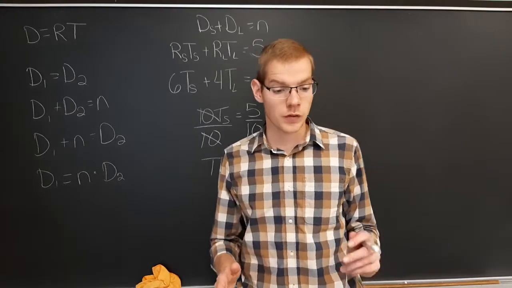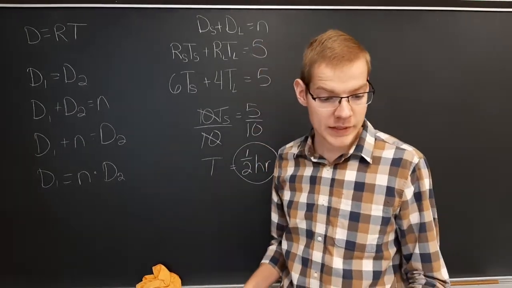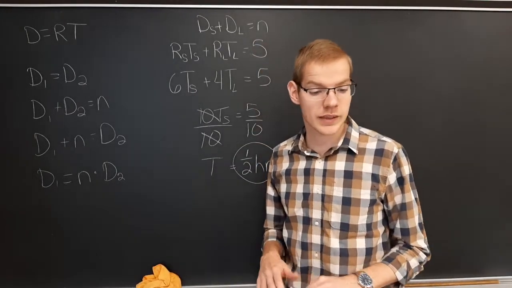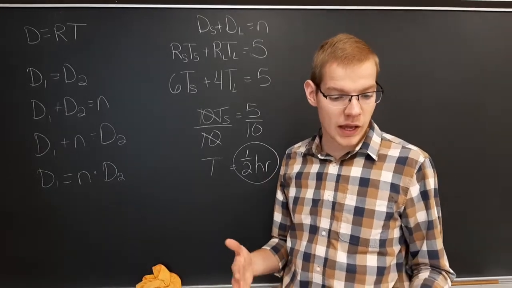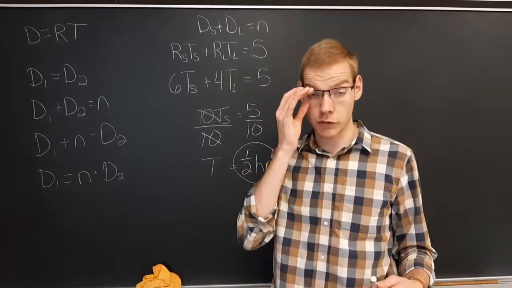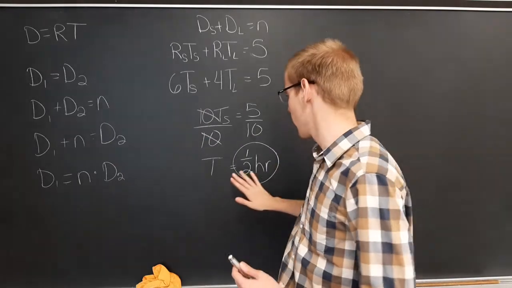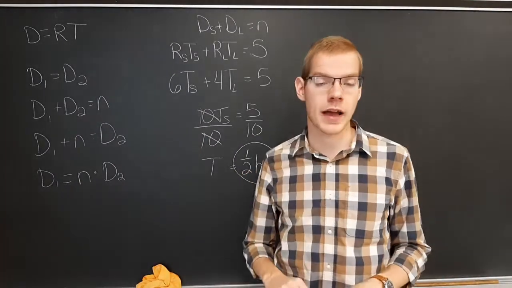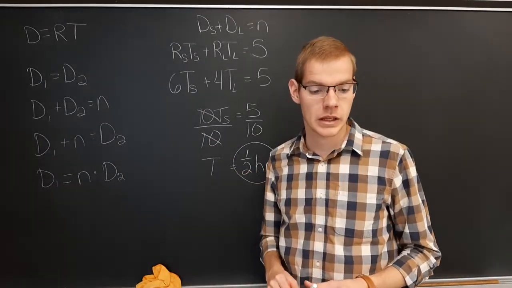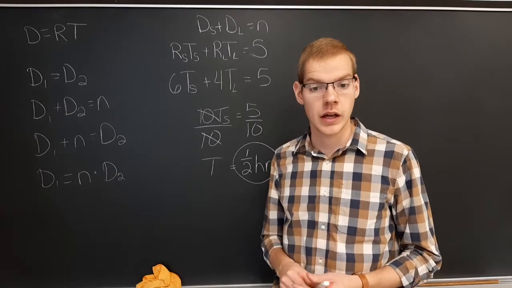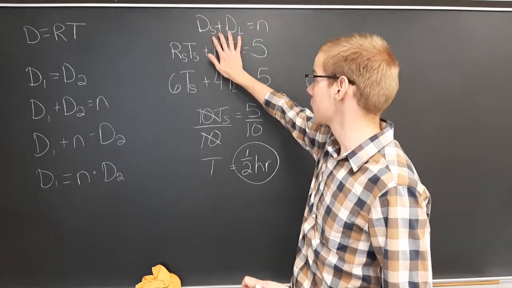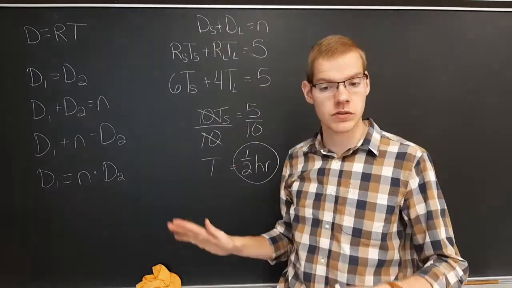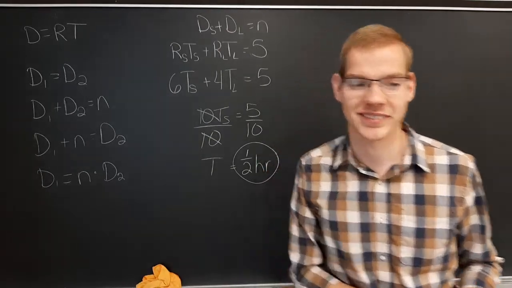So for number 1, it's asking, at these rates, at 4 and 6, how long will it take until the b's are 5 miles apart? Your answer would be half an hour. Now, that's where we use this formula. I will erase this and get to number 2.